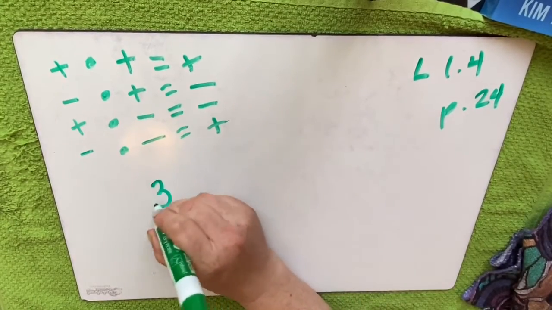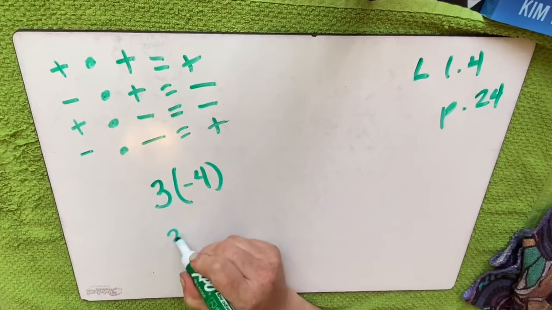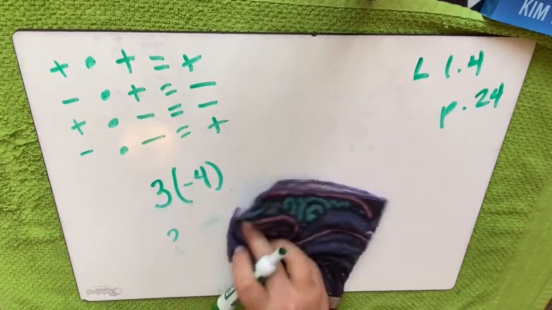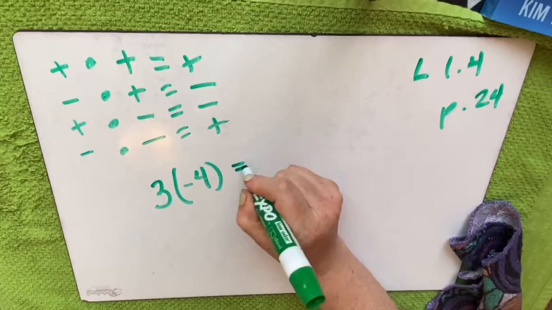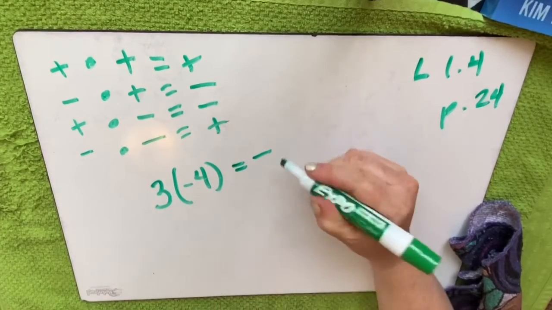What if 3 times -4? When they're next to each other right here, this means really 3 times -4. That's really what it means when they're next to each other like that, okay? So there's only one negative, so the answer is negative. So 3 times 4 is 12.